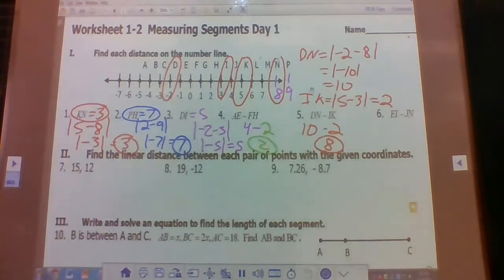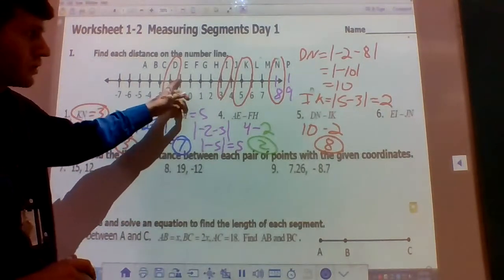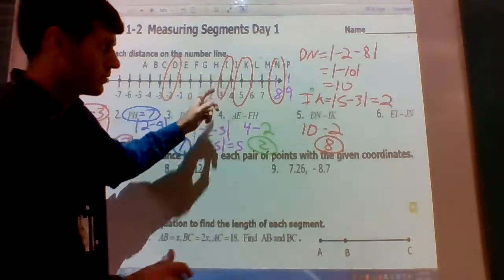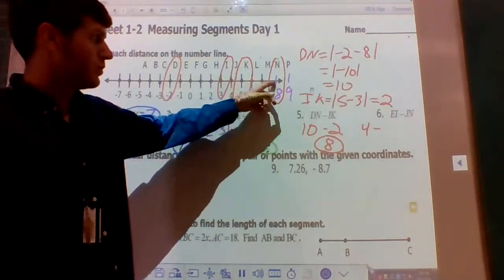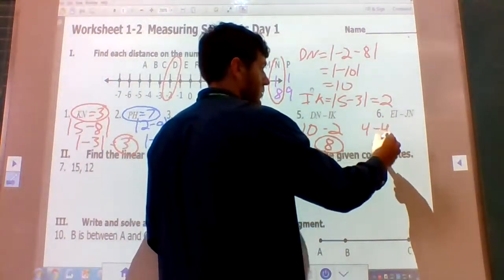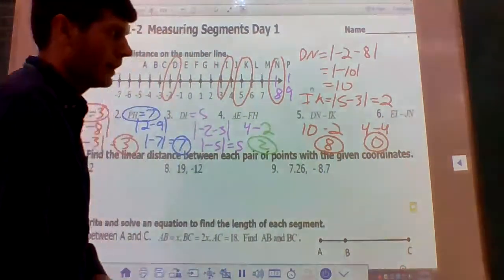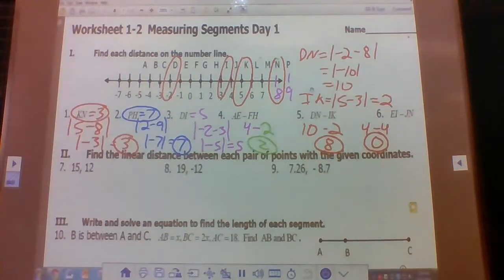And then last one, EI. I'm just going to count these: 1, 2, 3, 4. JN, 1, 2, 3, 4. So 4 minus 4 is 0. Okay? EI is 4 and JN is 4.